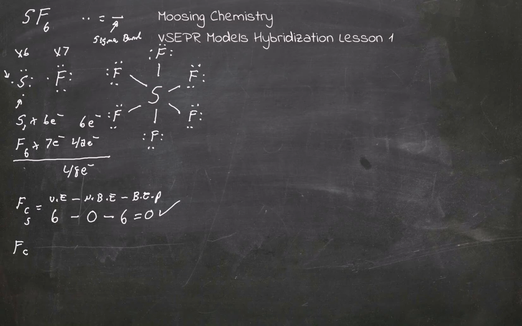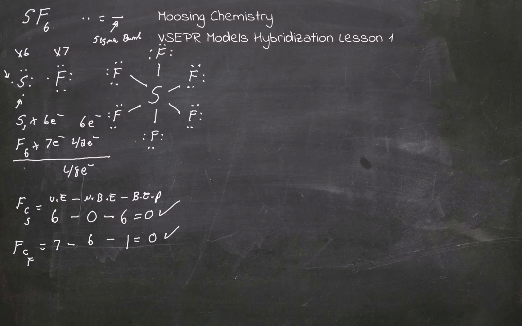Let's check out the formal charge of the fluorine. Now, we don't have to do all 6 fluorines. We just have to do 1, so I'm going to pick that one right there. Fluorine came in with 7 valence electrons minus 6 non-bonding electrons minus 1 bonding pair. So that's going to give me a total of 0. So that's good. Let me erase these things right here. Okay, so now everything looks good so far.